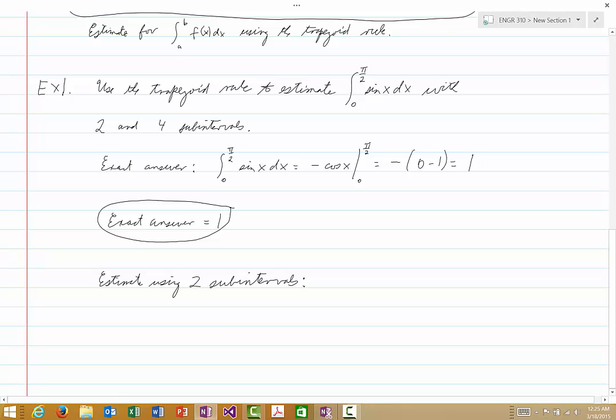Okay, well, remember that the subintervals have to be of equal length. We stipulated that before. And the entire length of the interval from 0 to pi over 2 is, of course, pi over 2. And so if we're going to have 2 subintervals, then h will be equal to pi over 2, the length of the entire interval, divided by 2, which is the number of subintervals. And so h will be equal to pi over 4.